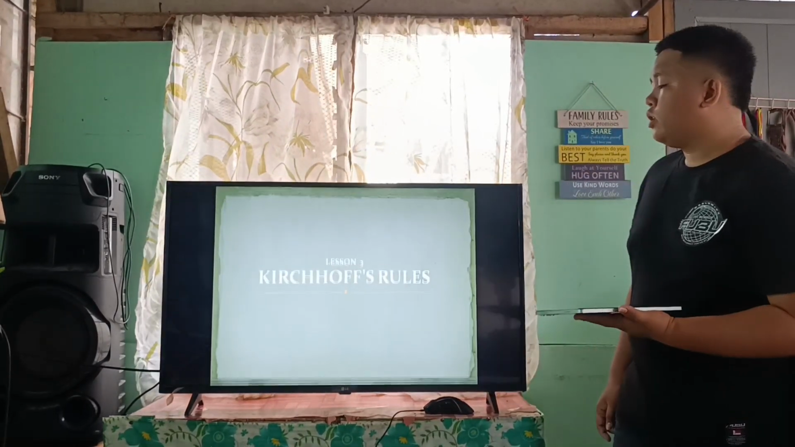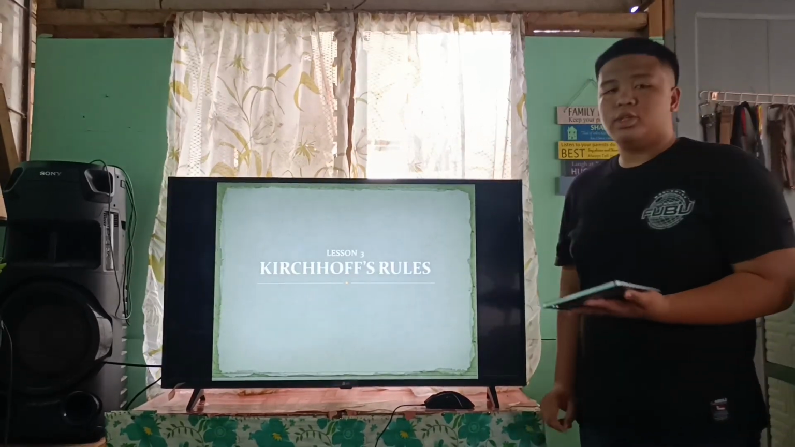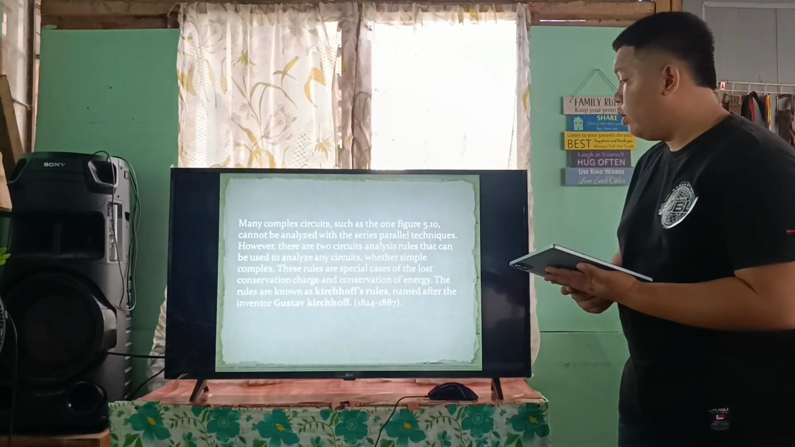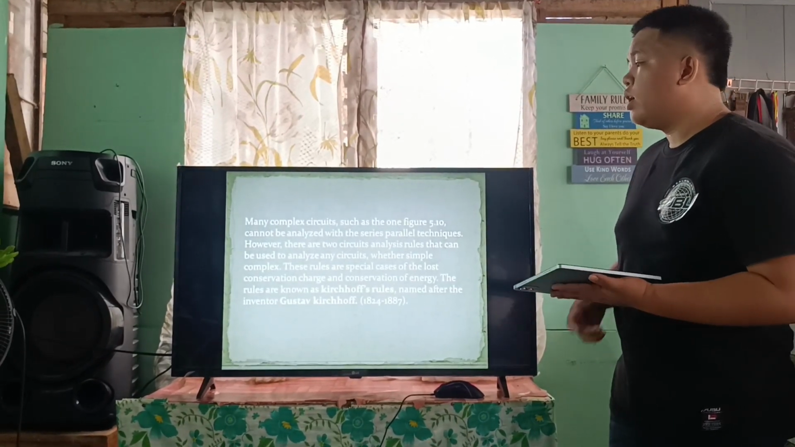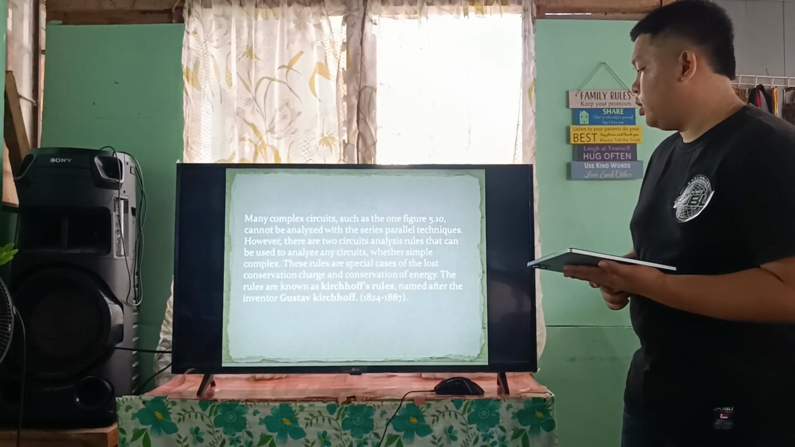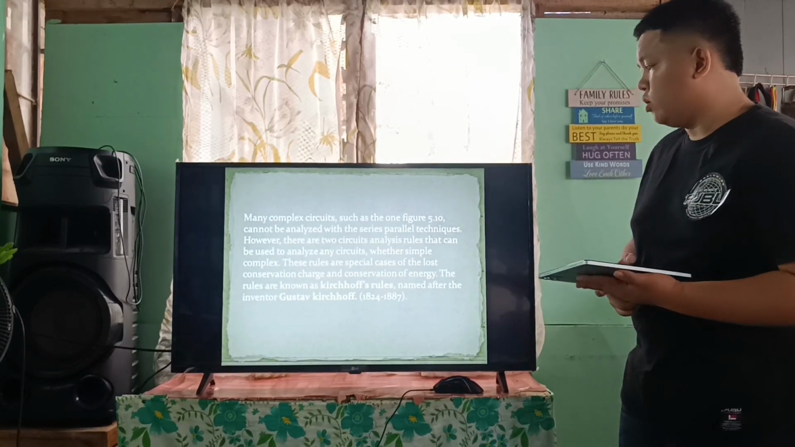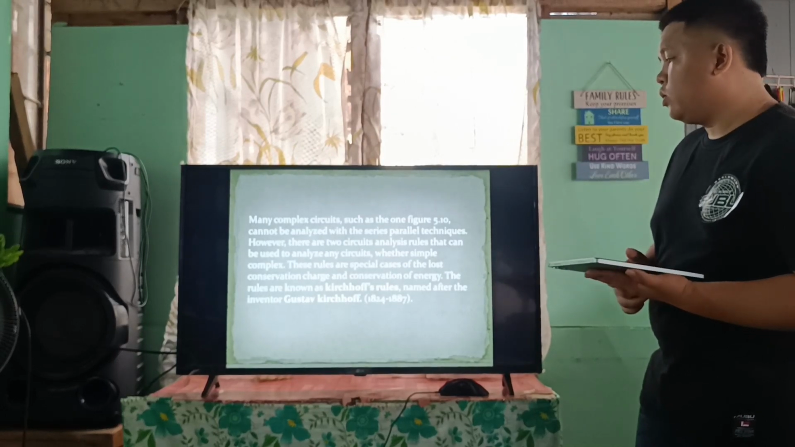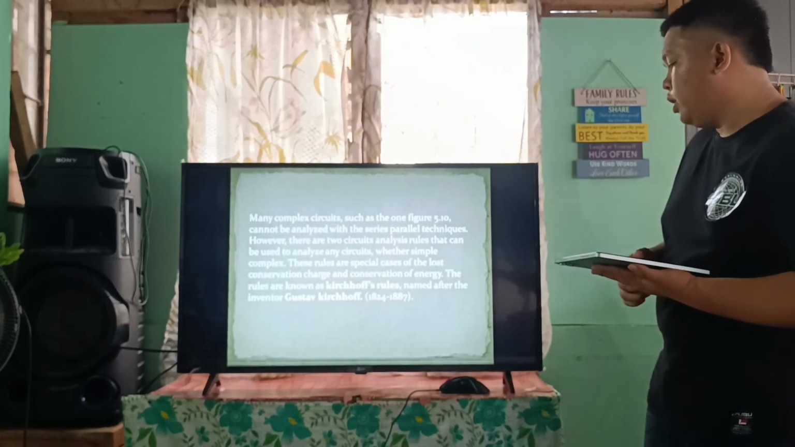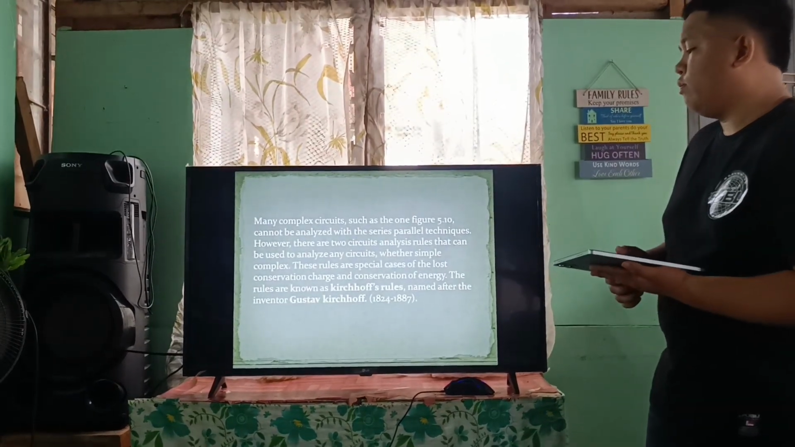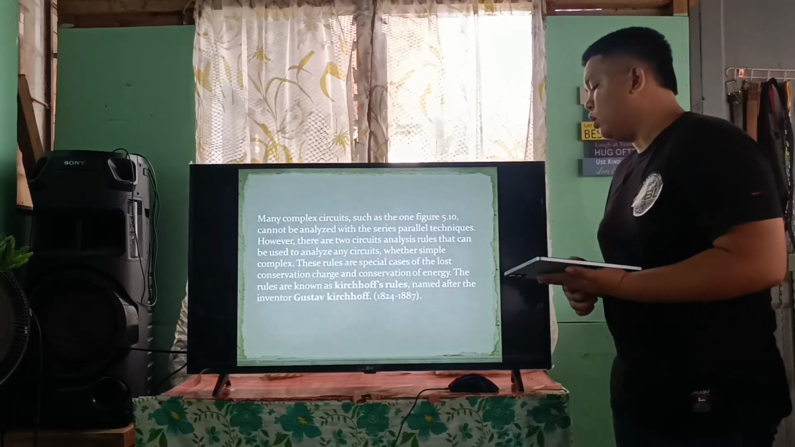Our topic this morning is all about Kirchhoff's rules. So what are Kirchhoff's rules? Many complex circuits, such as the one in figure 5.10, cannot be analyzed with the series-parallel techniques. However, there are two circuit analysis rules that can be used to analyze any circuit, whether simple or complex. These rules are special cases of the law of conservation of charge and the conservation of energy. The rules are known as Kirchhoff's rules, named after the inventor Gustav Kirchhoff, from 1824 to 1887.